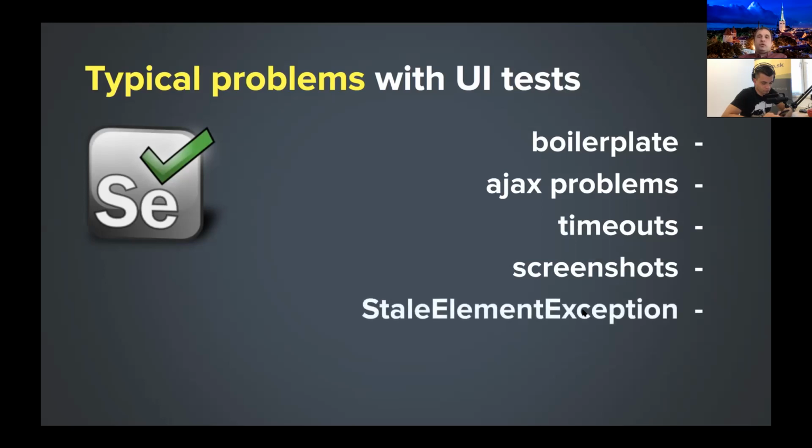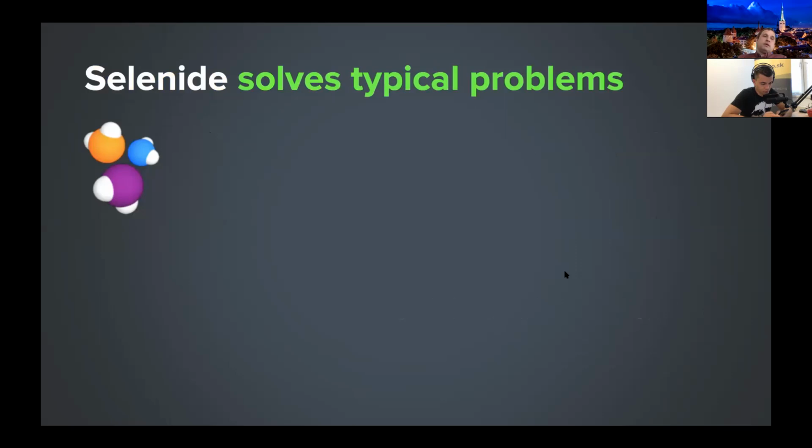And the very famous problem of Selenium is the stale element exception, meaning that you found some element on the page, but at some next moment it disappeared from the page because some part of the page was reloaded or disappeared, and so on and so on. And great news is that Selenide was created exactly to solve these problems.